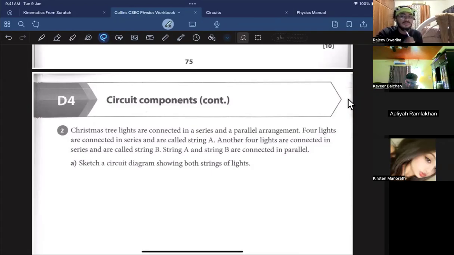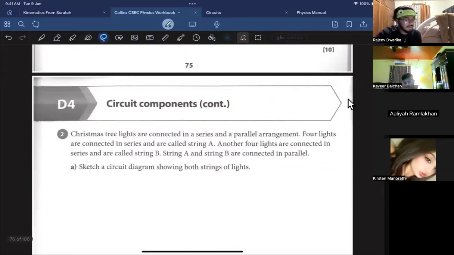4 lights are connected in series and are called string A. Another 4 lights are connected in series and are called string B. String A and string B are connected in parallel. A. Sketch a circuit diagram showing both strings of lights. Okay, let's go.